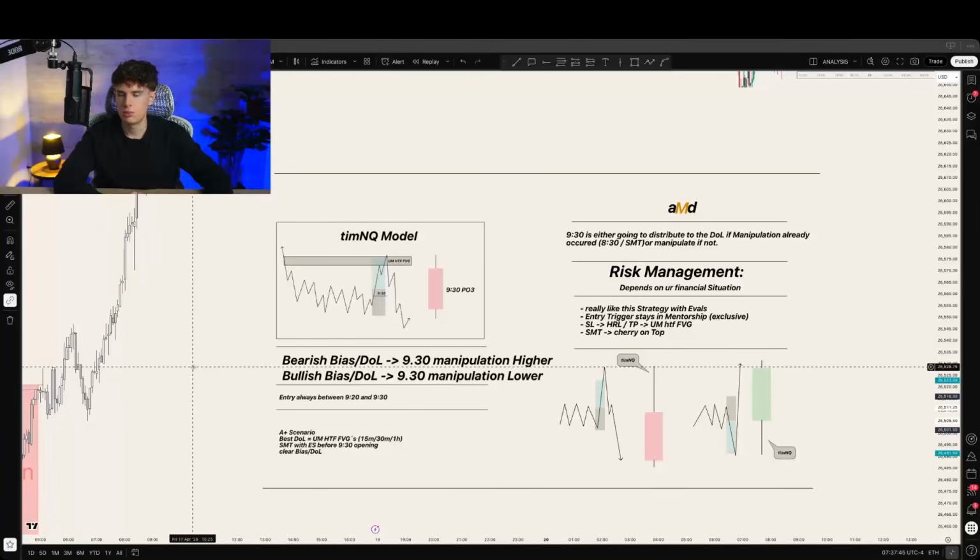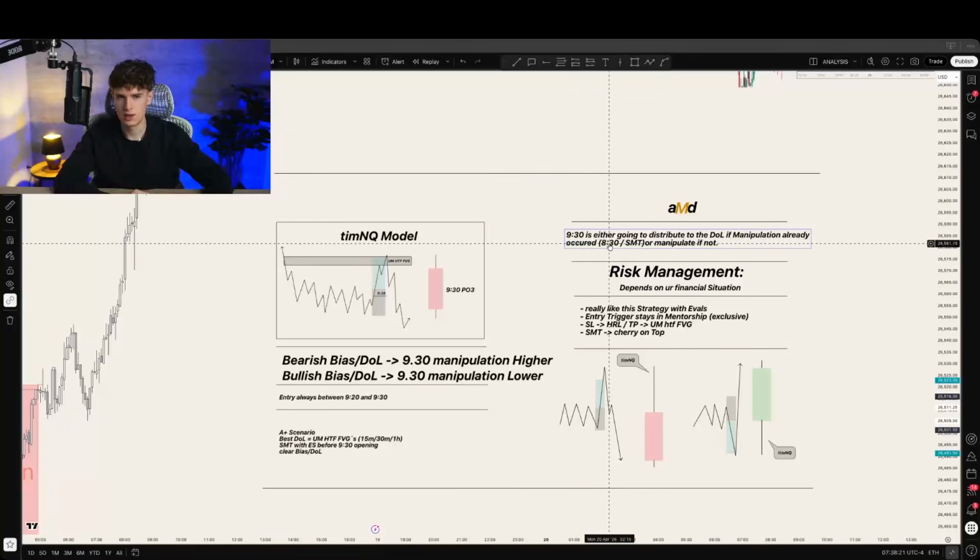So yeah, we are basically trading the open, and yes, I know now you're thinking to yourself, okay, but that's extremely risky. The New York session open is extremely volatile. Yes, it is, but if you keep trading the strategy and if you backtest it, and when you collect data with the strategy, you're going to see that it's not that difficult, because the 930 always either manipulates, okay, or it distributes. And when does it distribute? When the manipulation already occurred.